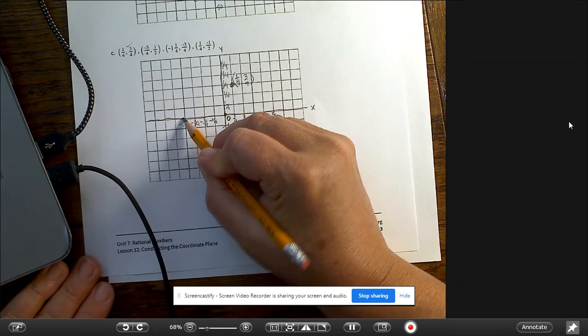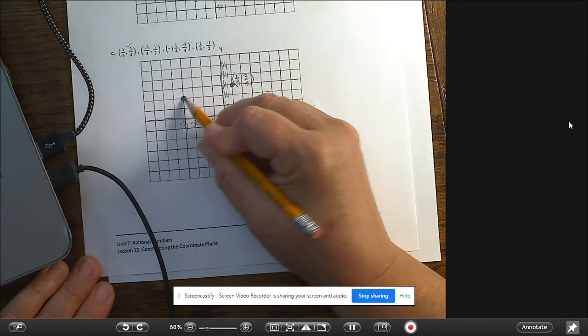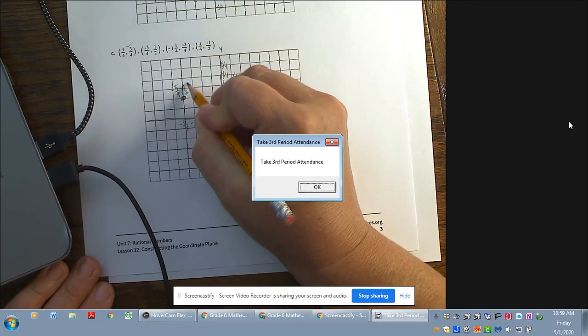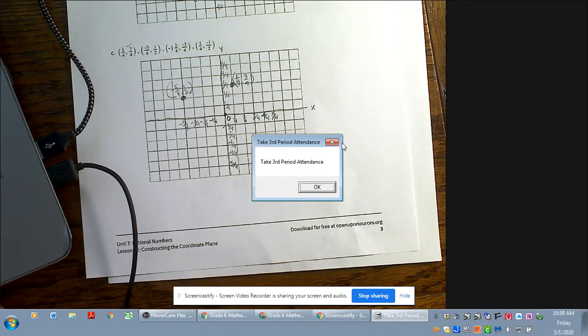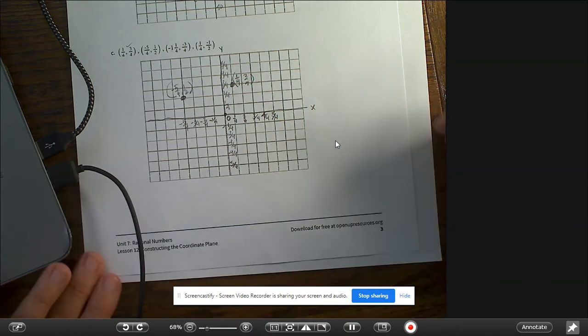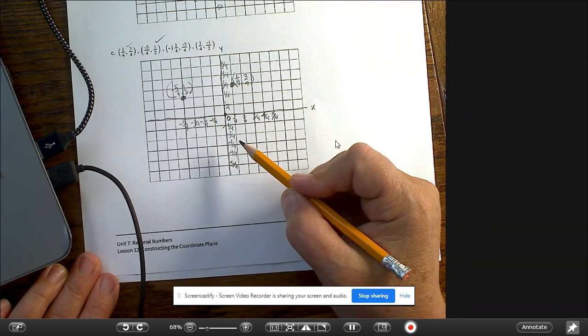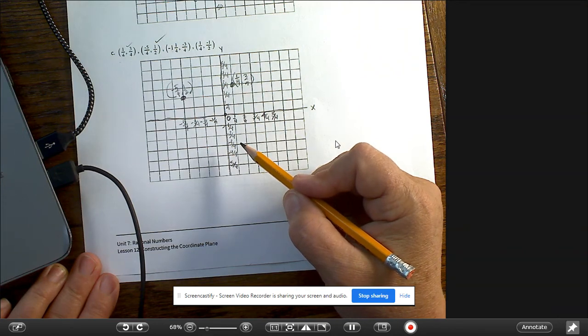So we're going here, -5/4, 1/2. Oops. And then we have -1 1/4, which is also -5/4.